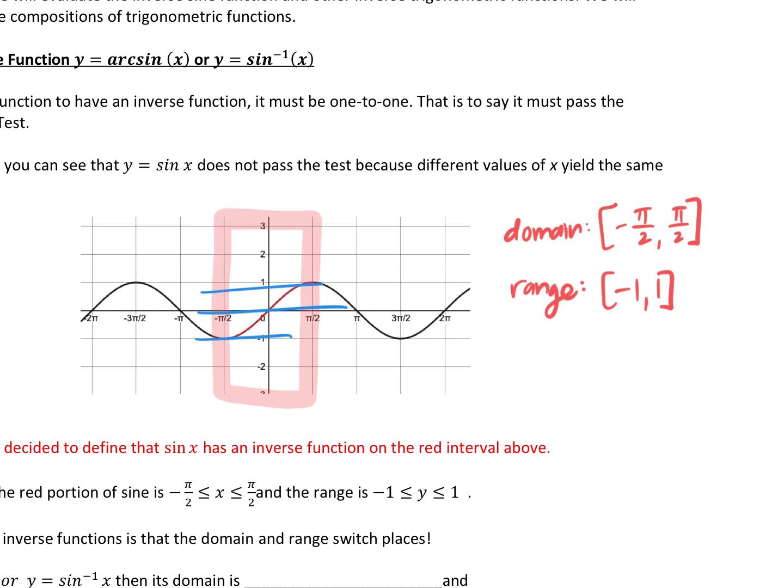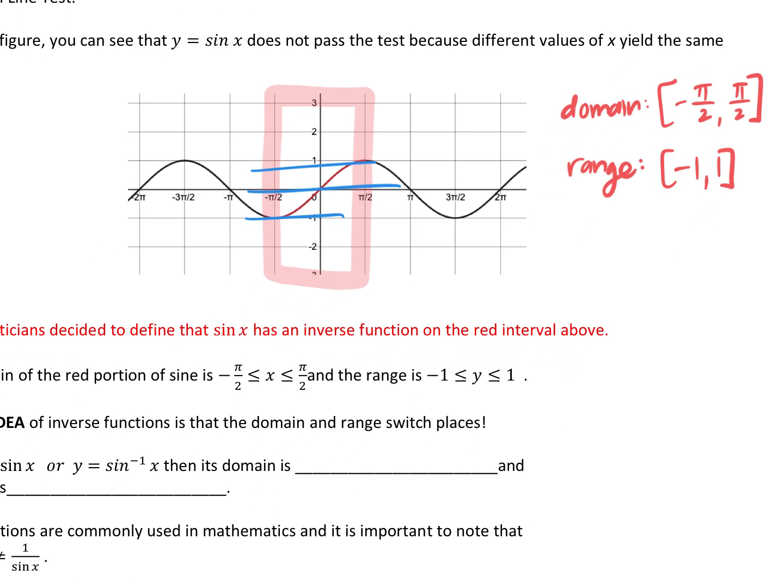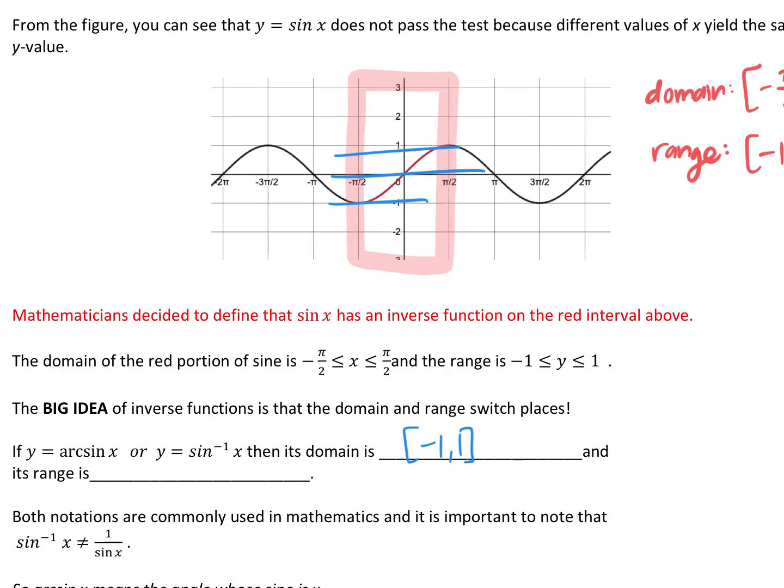Okay. Now, again, if you remember back from algebra 2, the big idea of inverses, if I want to find what the domain and range are of an inverse function, what do I do with the domain and range? I flip them, right? So my inverse of sine, the domain is actually -1 to 1, and then the range is negative pi over 2 to pi over 2.